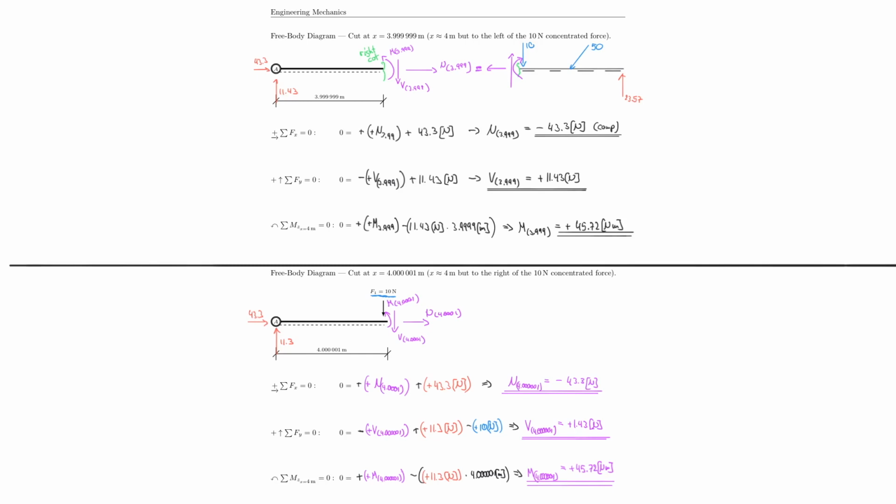And that concludes the first cut at 4 meters to the left and to the right. And now we're going to move on to the cut at 5 meters, and we do the same thing. We cut at the left side and we cut on the right side, but I will do that on the next page.